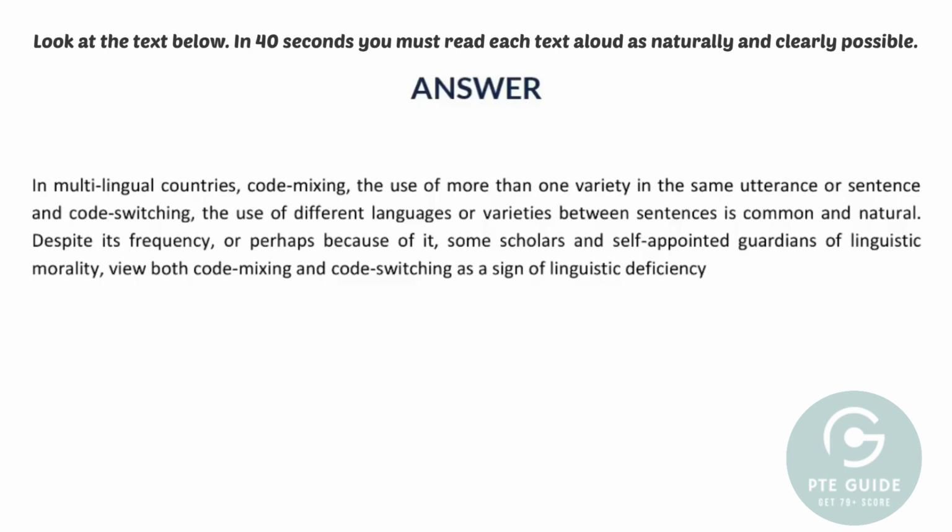In multilingual countries, code mixing, the use of more than one variety in the same utterance or sentence, and code switching, the use of different languages or varieties between sentences, is common and natural. Despite its frequency, or perhaps because of it, some scholars and self-appointed guardians of linguistic morality view both code mixing and code switching as a sign of linguistic deficiency.